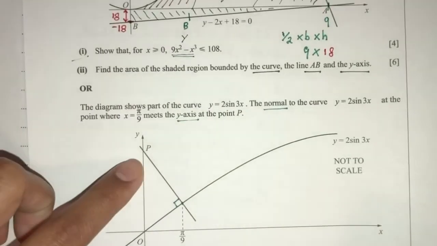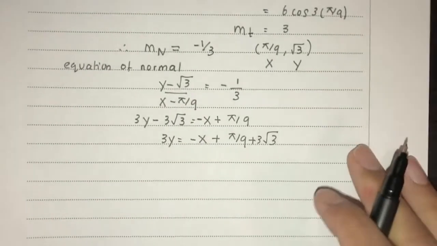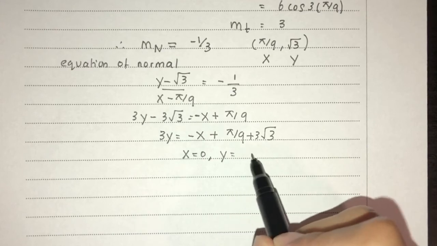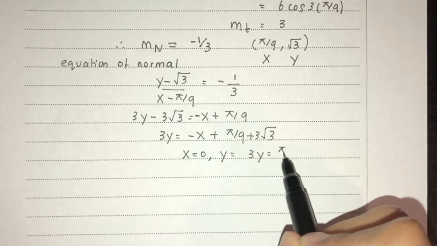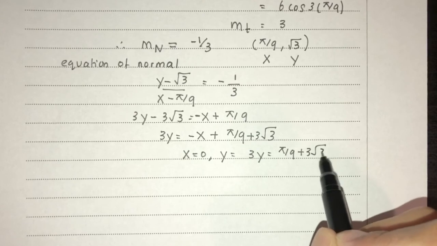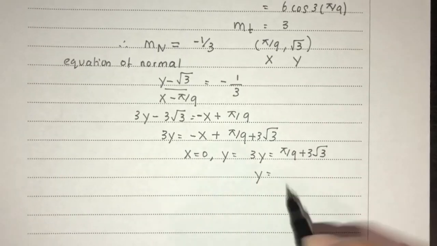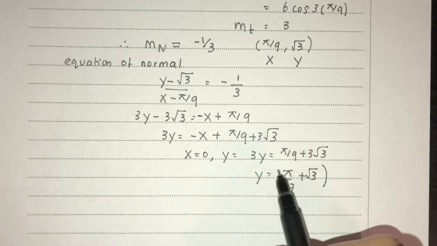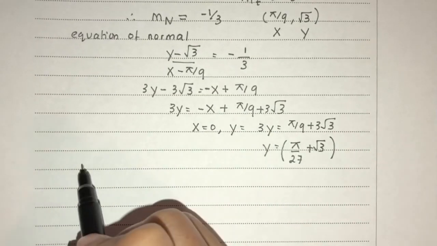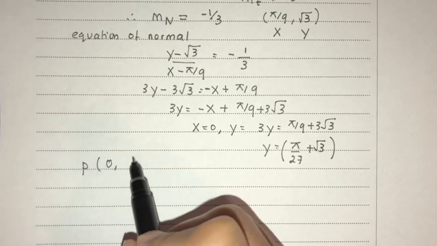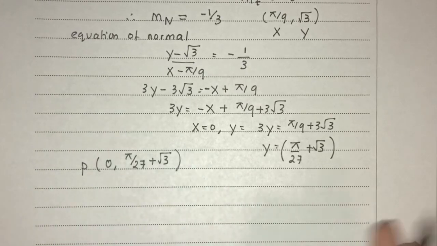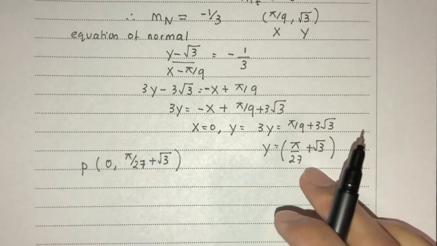It's to find the point P at the y-axis. As we know, at the y-axis the value of x is 0. So find the value of y. That will be 3y is equal to pi by 9 plus 3 root 3. So y will be this divided by 3. That will become pi over 27 plus root 3. That will be your value of y. So the point P, you can write this exactly, is 0 and pi by 27 plus root 3 for the exact value. If you want to, you can also make this a decimal. That's okay as well. Now this is the first part.